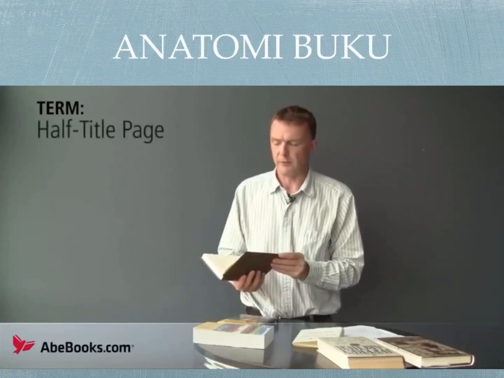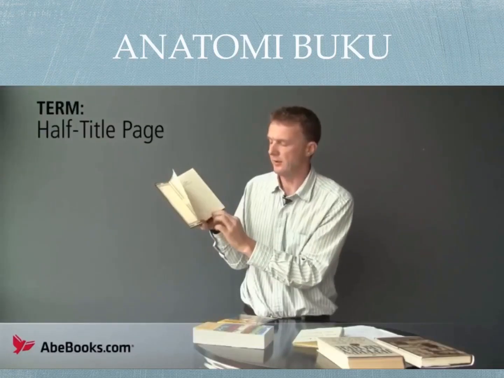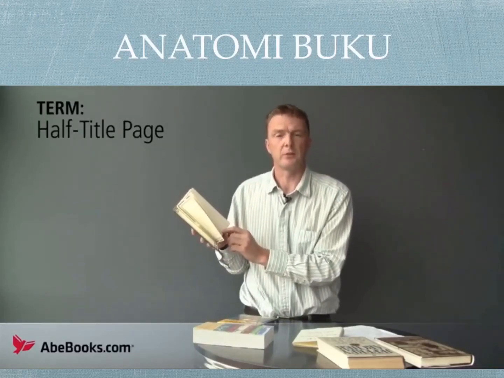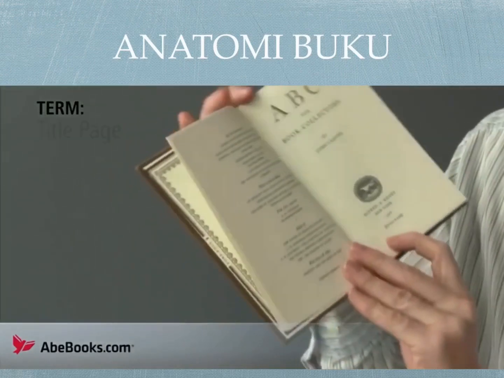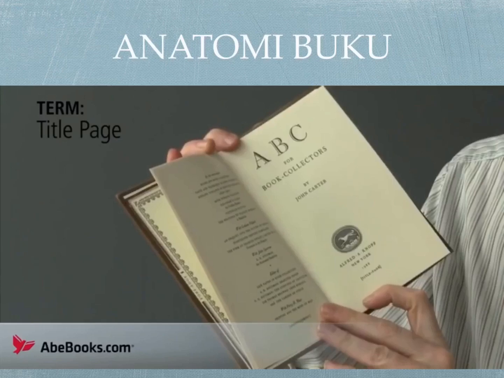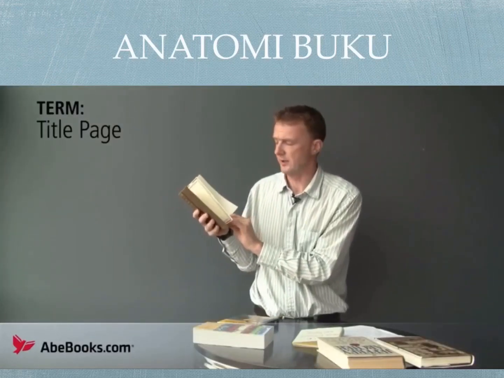Moving to the interior of the book, this page, several pages in, which just has the book's title on, is known as the half title. It's also called a bastard title or a fly title. Moving a few pages forward, you will see the title page, which will contain the publisher name, the book's title, the book's author, and sometimes the date of printing.